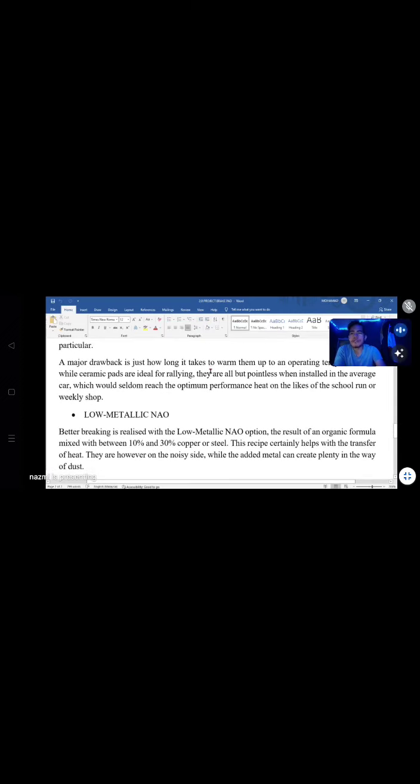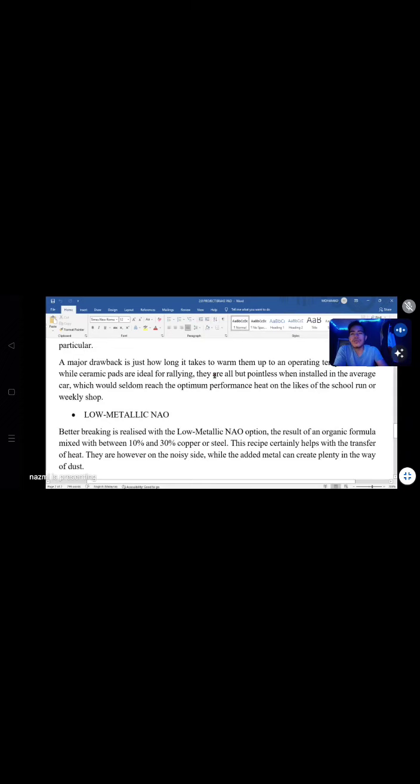A major drawback is just how long it takes to warm them up to an operating temperature. So while ceramic pads are ideal for rally, they are all but pointless when installed in the average car, which will seldom reach the optimum performance heat on the school run or weekly shop.